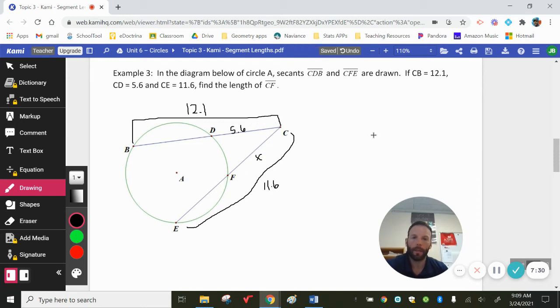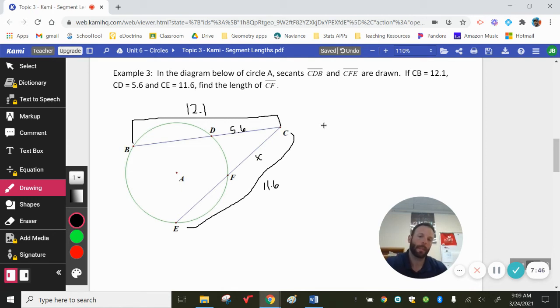I'll call that X. So this one I think is probably the most difficult of the three that we've done so far. Because this one, again, I'm going to compare these lengths by finding some triangles that have to be similar to each other.